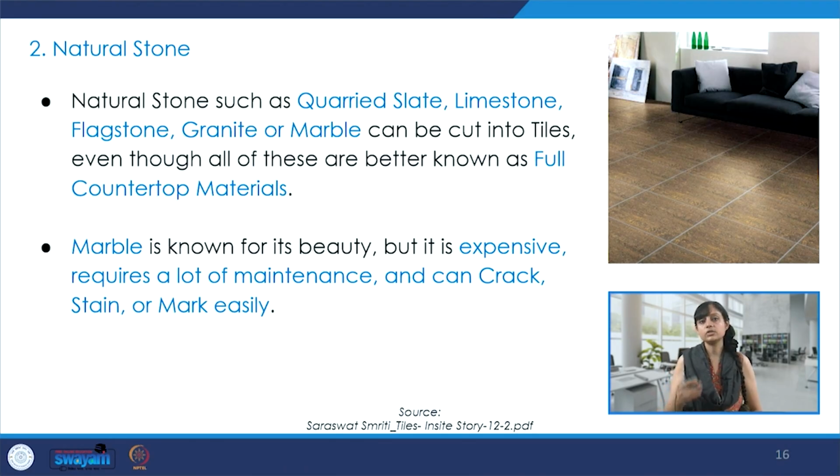Now, there is also natural stone, which is used for tiling. And natural stones such as quarried slate, limestone, flagstone, granite, marble, they can be cut into tiles, and they can be used for tiling purposes, and they are also used for countertop materials.